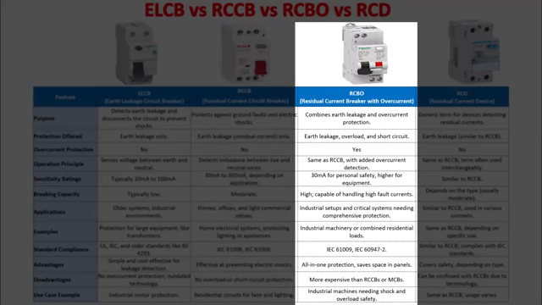Then comes the RCBO, Residual Current Breaker with Overload Protection. This is like the multi-tool of breakers. It combines the leakage protection of an RCCB with the overload and short circuit protection of an MCB. It's perfect for areas where both risks exist. For instance, in a workshop where you have multiple power tools, the RCBO will protect both the system and the operator.